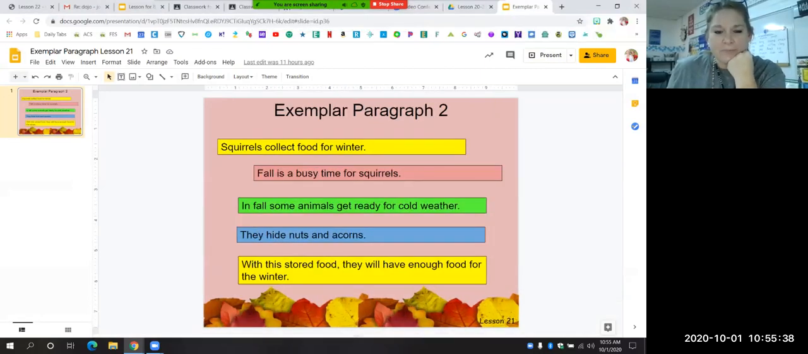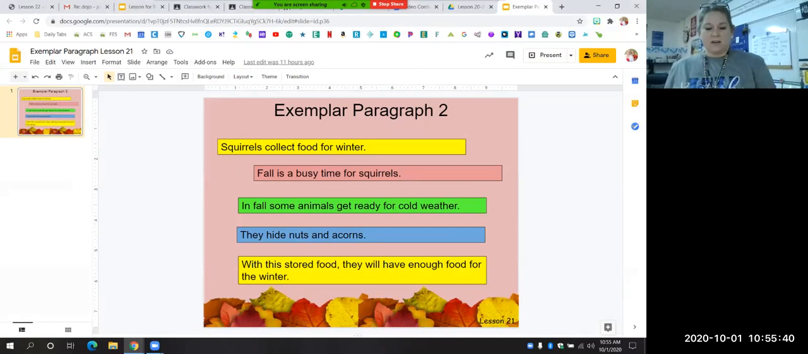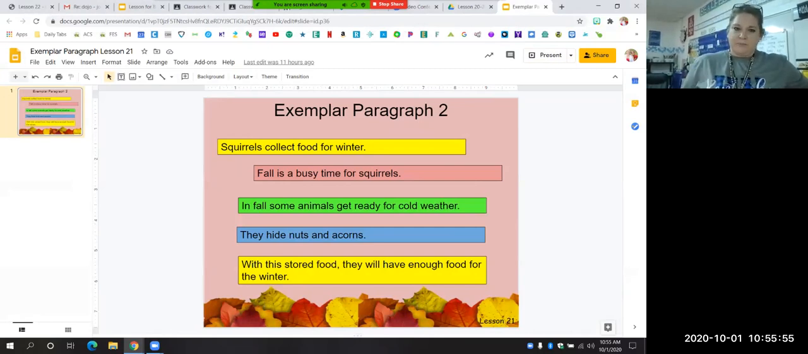our sample paragraph. So we have sentences all mixed up. Squirrels collect food for winter. Fall is a busy time for squirrels. In fall, some animals get ready for cold weather. They hide nuts and acorns. With this stored food, they will have enough food for the winter.